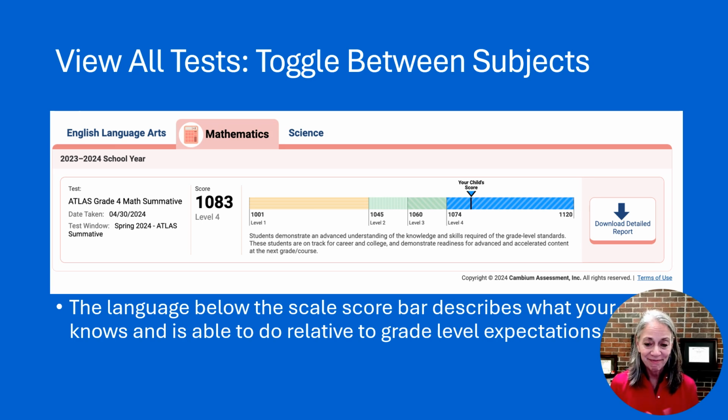When I select mathematics, I get the same information I saw on the landing page, just in a different orientation, and I can see where my child fell on the larger scale of the assessment, and that still only gives me this information. It just tells me that they have an advanced understanding. Now, if I want to know more, I'm going to click on this detailed report, and that's where the real information is.